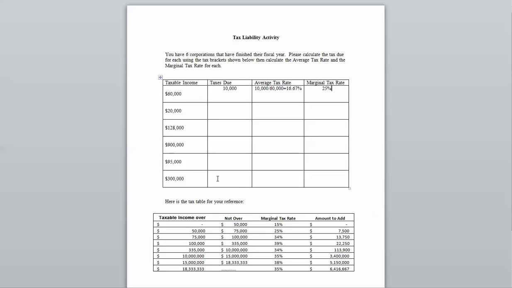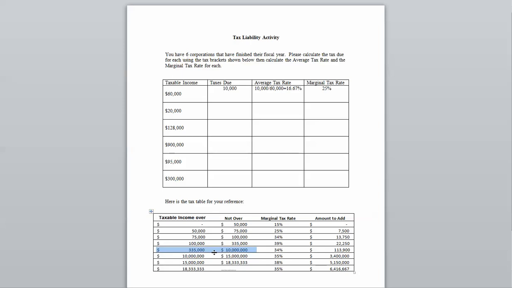Okay, that wasn't too bad. Let's try the 900,000 taxable income. So we're doing the same exact steps as we did for 60,000 taxable income. Always follow those same four steps. So, first thing we're going to want to do is find our taxable income bracket. So what is that 900,000 between? It has to be over 335 but not over 10 million. That's the only bracket it falls into.